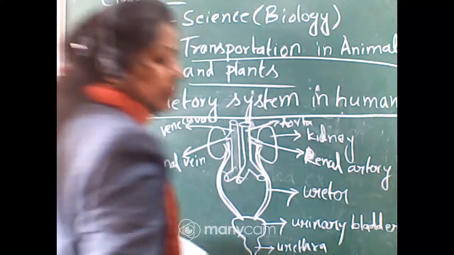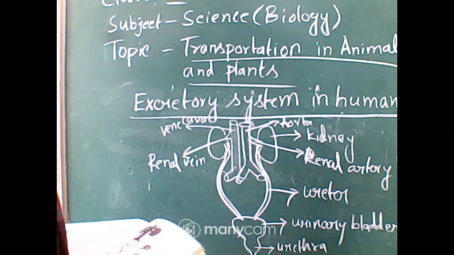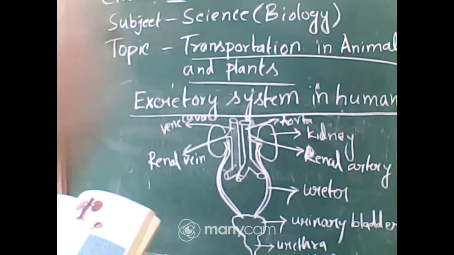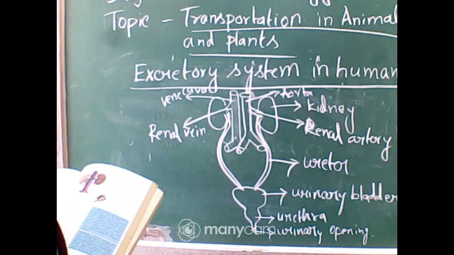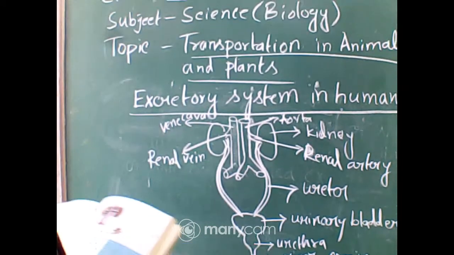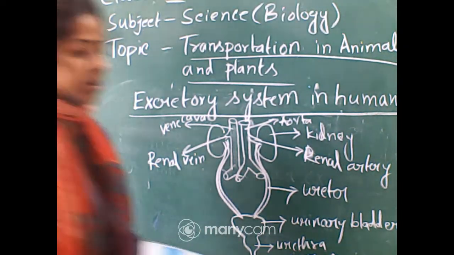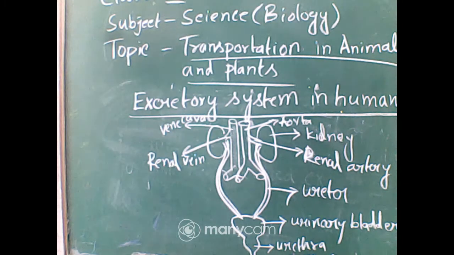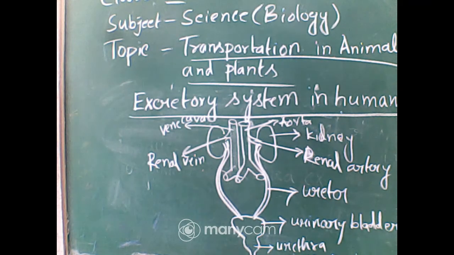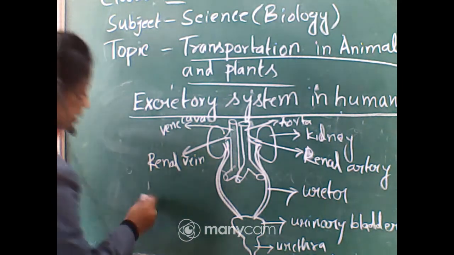Now I will tell you the different functions of this excretory system. Now have you seen this? Okay, now we come to the different parts of the excretory system in more detail. Now please draw this picture of the excretory system in human beings and mention here the figure.